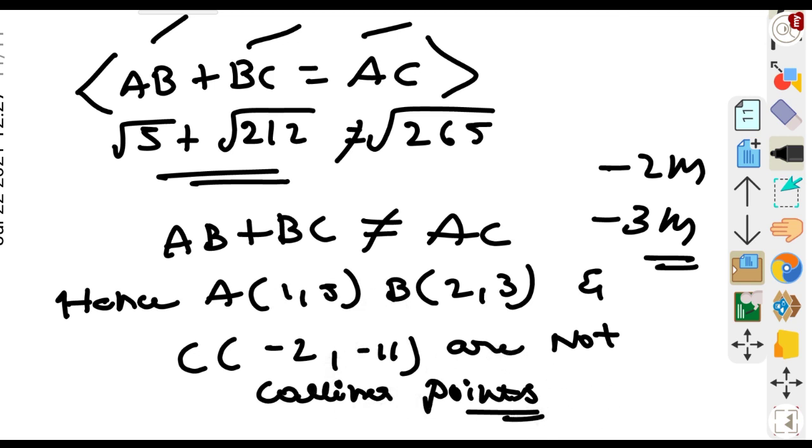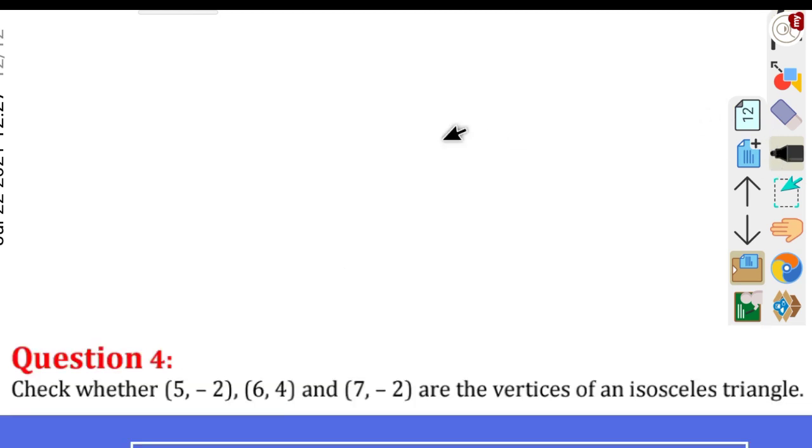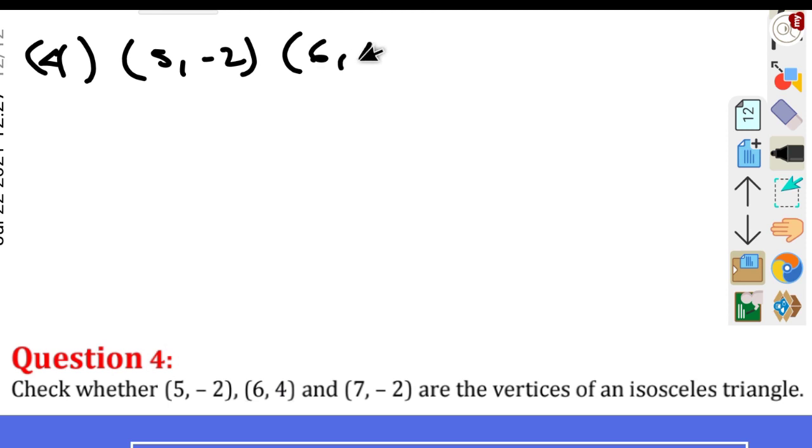Okay children, now this is the third problem. Now let me move to the fourth problem. Now the fourth problem is: check whether 5 comma minus 2, 6 comma 4 and 7 comma minus 2 are the vertices of an isosceles triangle. Okay, so you need to check whether the points they have given are vertices of an isosceles triangle or not. First I'll write the points: 5 comma minus 2, the second one is 6 comma 4 and the third one is 7 comma minus 2.